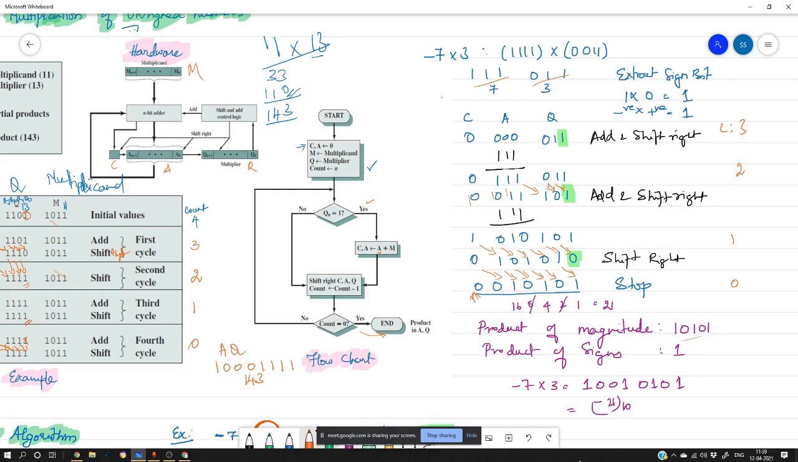I have just worked it out here. So 1 2 4 8 16, the 8 and 2 have to be taken off. Sum up all the remaining numbers, it is 16 plus 4 plus 1, which is 21. With this, add the sign bit. Since the signs are dissimilar, you're going to have a negative sign. So minus 21 base 10. I hope this is clear.